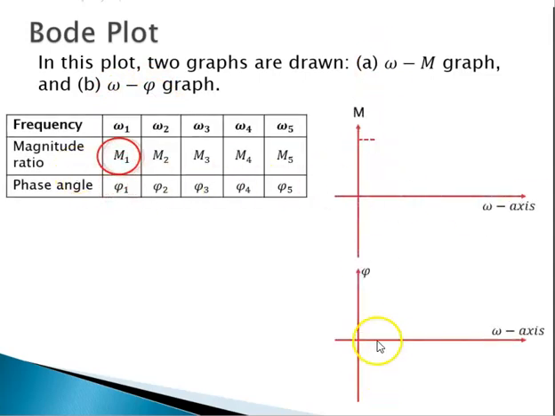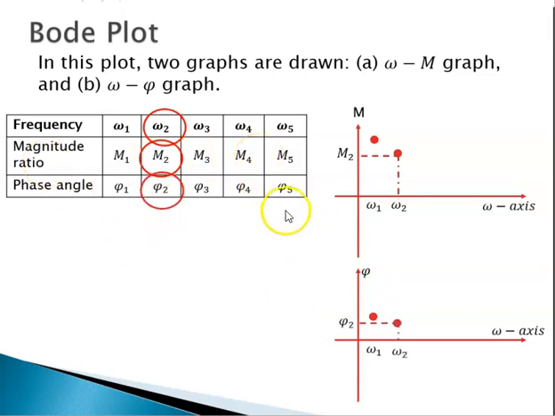You set up this axis. At omega equal to omega 1, draw a line. At m1, draw a line. They represent a point. Similarly, at omega 1, draw a line. At angle phi 1, you draw a line. Locate a point. And so on. You repeat the same for all the points available in this data set.